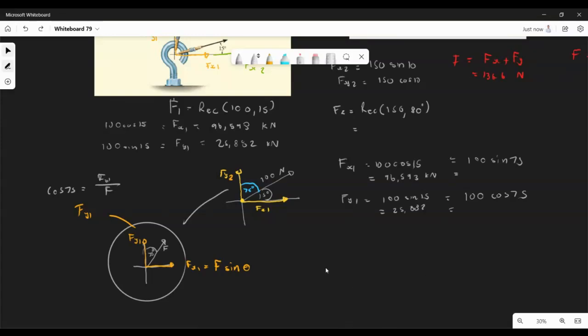Okay, so that's find the components, right? So I think we've done Fx. Have we done F2? Has anyone got F2's component? Okay, we basically did it there. All right.